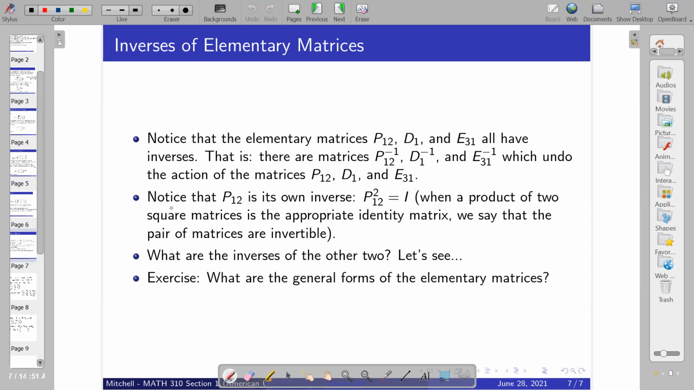What I'd like to say is that these elementary matrices all have something called an inverse. We will denote an inverse with this -1 symbol. These inverses are matrices which undo the action of these matrices. What do I mean by that? If you were to multiply one of these elementary matrices by its inverse matrix, then you would get the identity matrix.